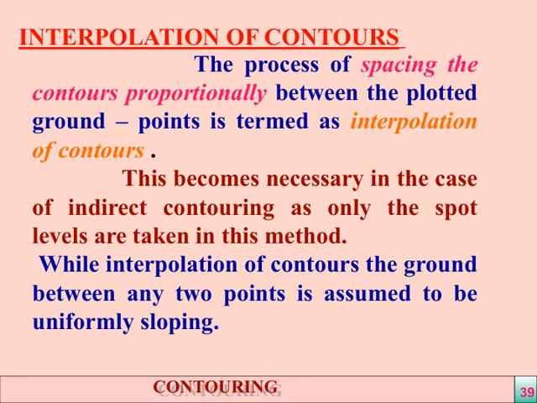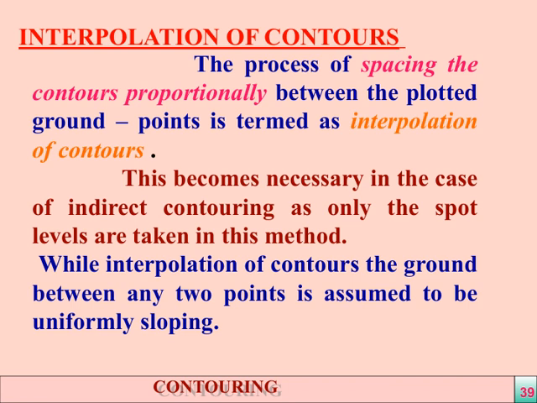Let's talk about the interpolation of contours. This process involves spacing the contours proportionally between the plotted ground points. Essentially, when we're doing indirect contouring and only have spot levels, we need a way to estimate the contours in between. That's where interpolation comes in. It helps us create a smooth, continuous representation of the terrain.